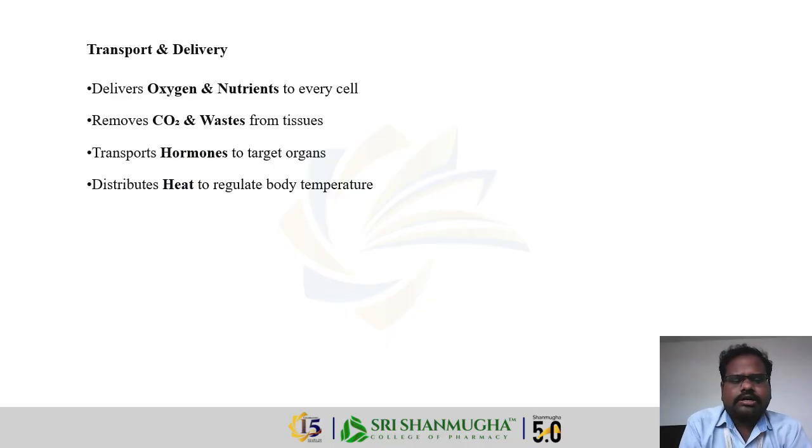Then transport and delivery. So what all will it transport? Delivers oxygen and nutrition to every cell. When the blood flows to the body, it delivers oxygen and nutrition, and also removes carbon dioxide and wastes from the tissues. Then it transports hormones to target organs. Then it distributes heat to regulate the body temperature. Generally, the blood itself will generate heat, so that heat will transfer throughout the body. As the blood flows through the body, the heat is distributed along every body part, so it will maintain the heat.